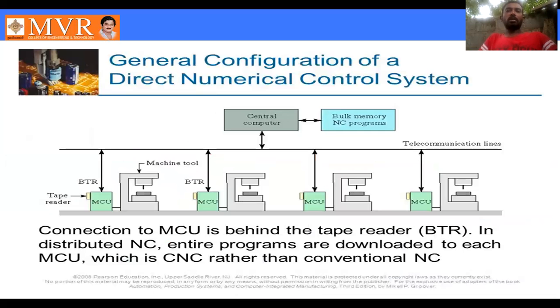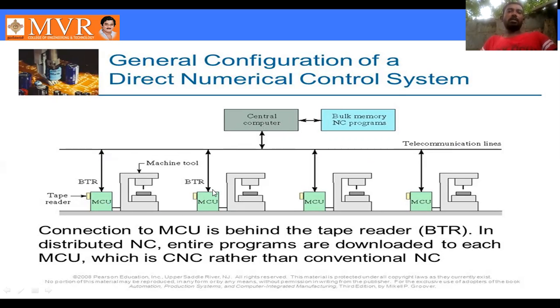Now see the general configuration of a direct numerical control system. Here there is a central computer with bulk memory for NC programs. The computer is connected to telecommunications lines, and each connection sends the program to an MCU. The MCU then sends it to the machine tools.